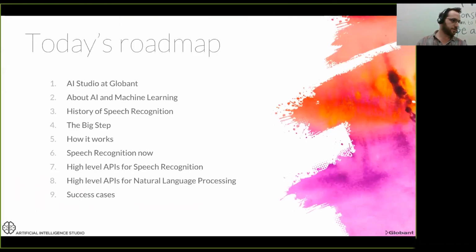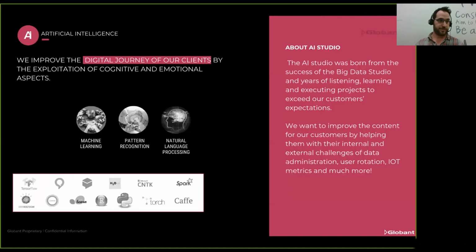So today's roadmap is: first I'm going to talk about the studio at Globant, AI and machine learning, the history of speech recognition and its big steps, how it works, speech recognition now, high-level APIs for speech recognition, and high-level APIs for natural language processing that we are going to complement afterwards, and some success cases. I'm going to need to be very quick because we don't have that much time.